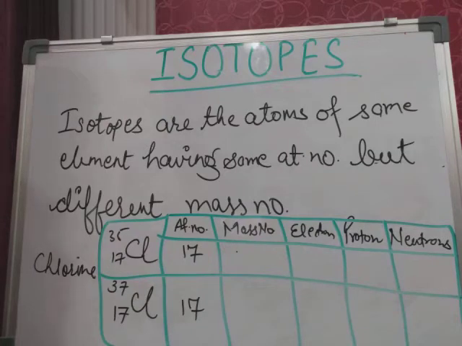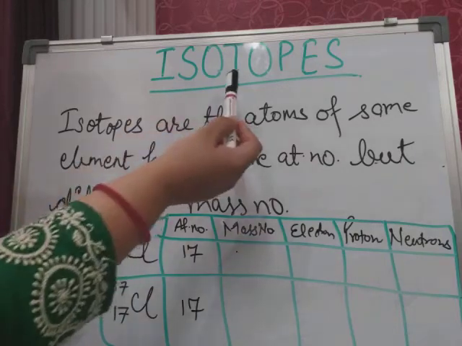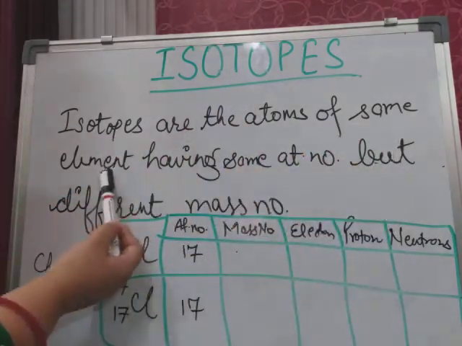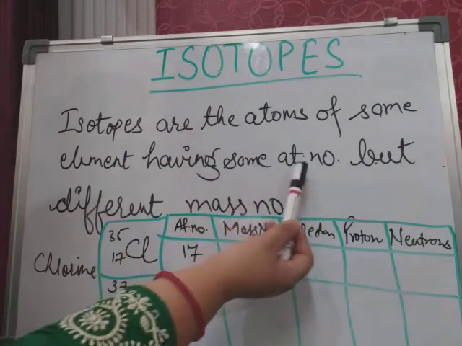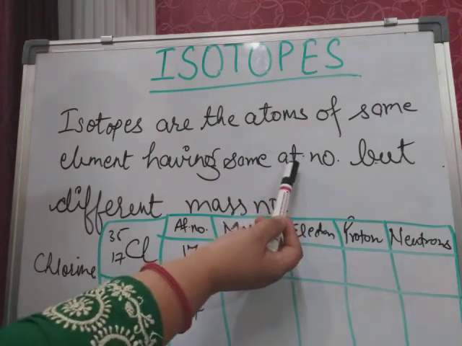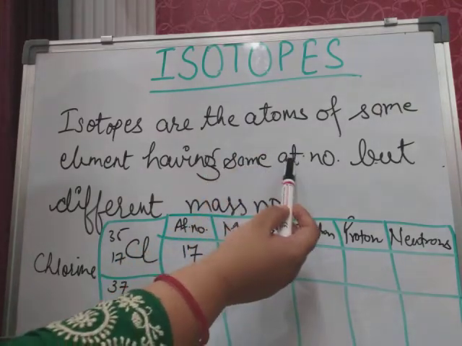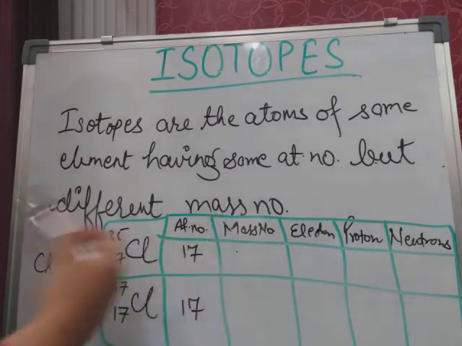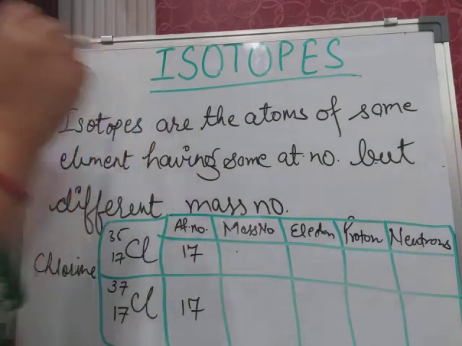Hello students, today we will continue with isotopes only. As we know, isotopes are the atoms of the same element having the same atomic number but different mass numbers. They are the atoms of the same element, their atomic numbers are the same and their masses are different. Okay, they are called isotopes.